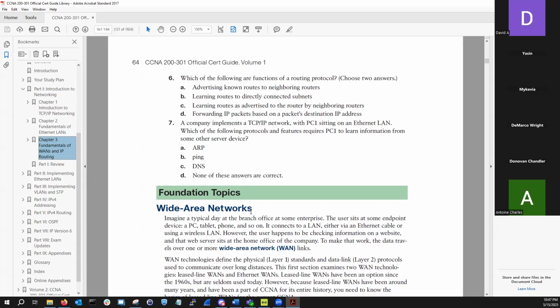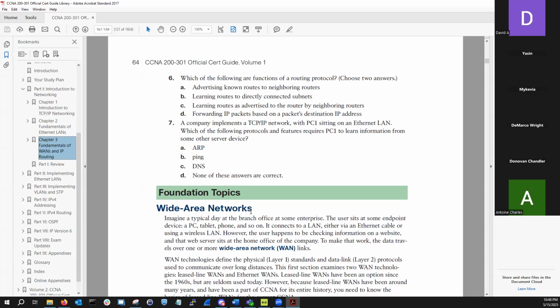Learning routes to directly connected subnets. Well, why would it learn routes to its directly connected subnets, when those automatically get installed whenever you configure an IP address on that device? So that's incorrect, isn't it? Okay, so we can cross out B.